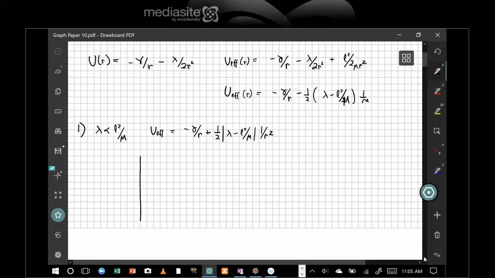So I want to sketch that effective potential. Notice that one term is positive, one term is negative. The negative term is the so-called universal gravitational term, 1 over r, so that does something like this. The other term is positive 1 over r squared, so that dies a little faster. And then the net potential is going to look something like this.